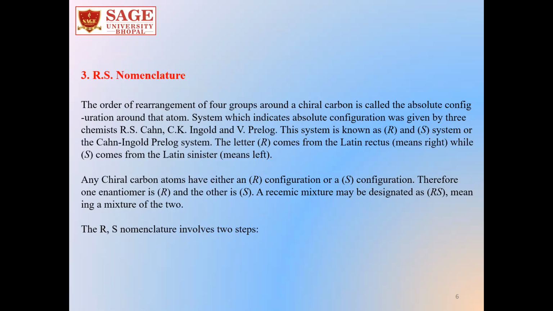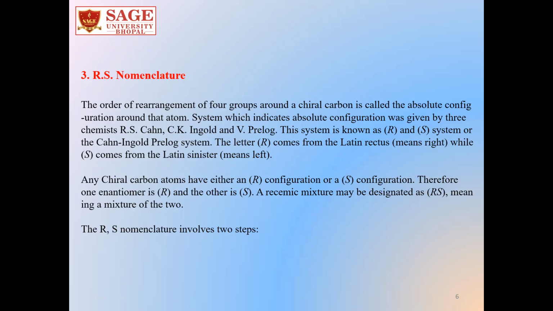So that was the threo-erythro nomenclature, and the third one is RS nomenclature. The order of rearrangement of 4 groups around a chiral carbon is called the absolute configuration around that atom. The system which indicates absolute configuration was given by 3 chemists, R. S. Cahn, C. K. Ingold, and V. Prelog. This system is known as the R and S system or Cahn-Ingold-Prelog system, or in short the CIP system.